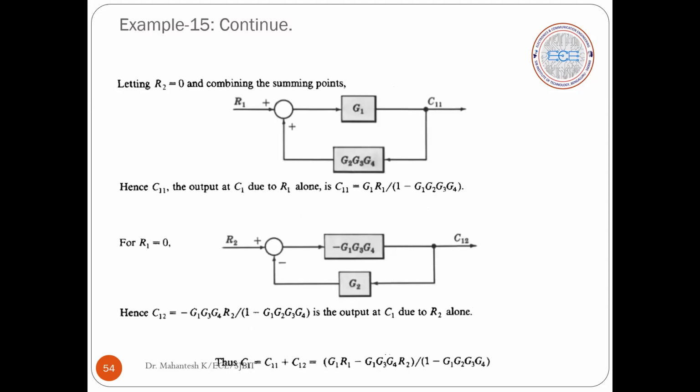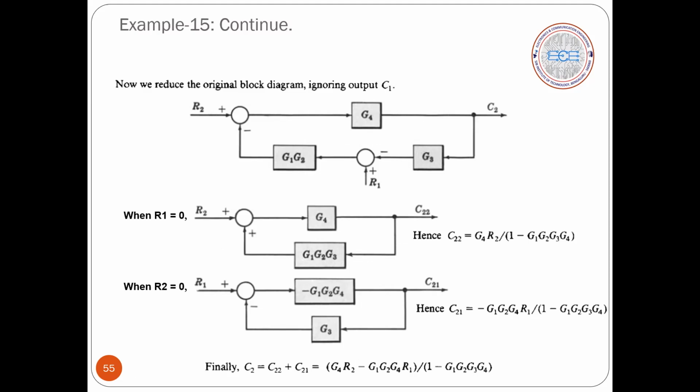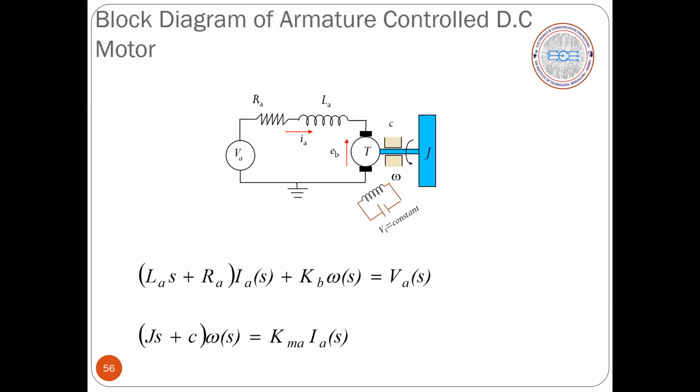Okay. So now we have done this. This is how we will be calculating C1 and C2. Next we have the concept of writing a block diagram for an armature controlled DC motor. This is the armature controlled DC motor situation we have. For this we have to write the block diagram.